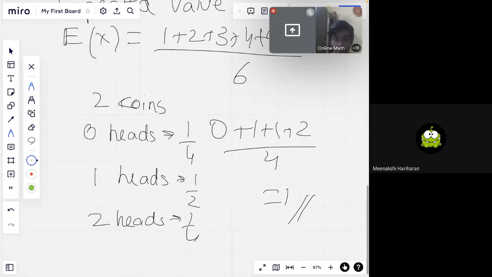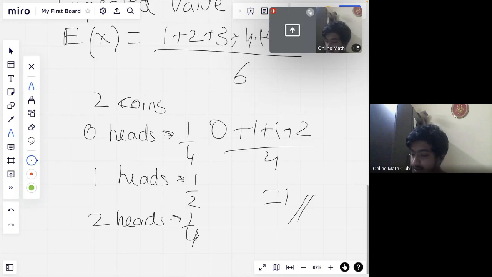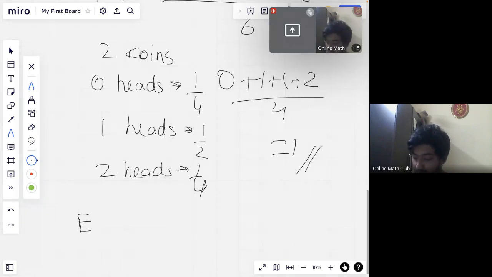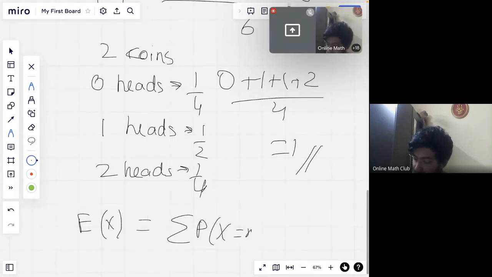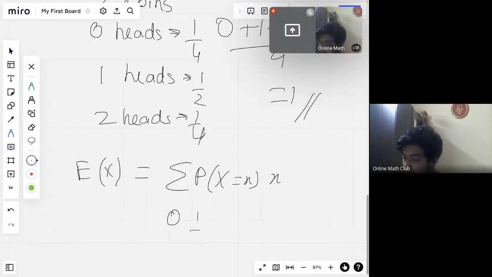Yes. And in general, expected value can be written as the summation of the probability that the random variable is equal to x, times that x. So in this case, it's 0 into 1 by 4, plus 1 into half, plus 2 into 1 by 4. This is the expected value.